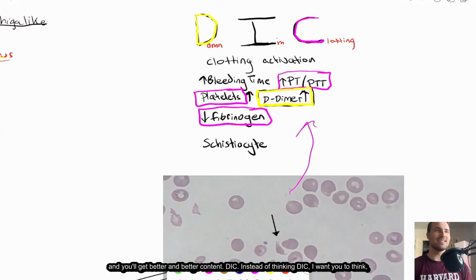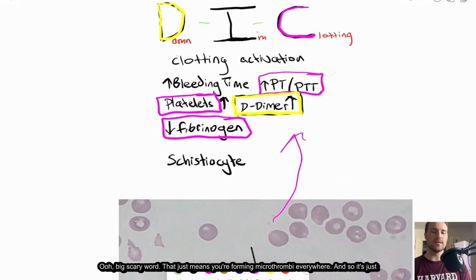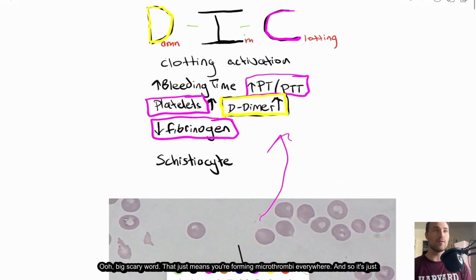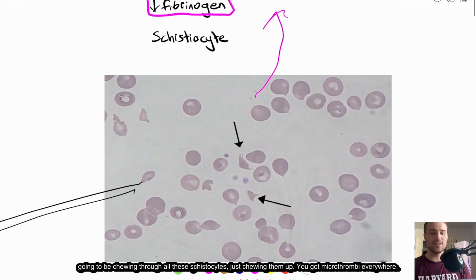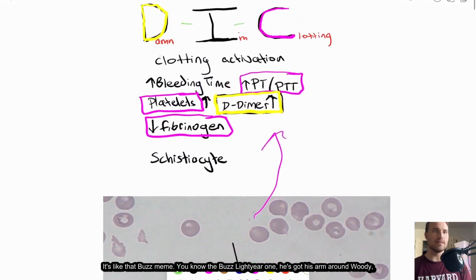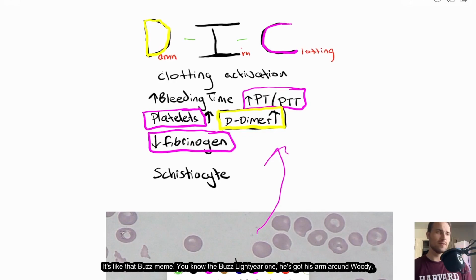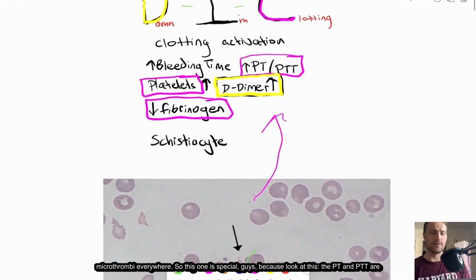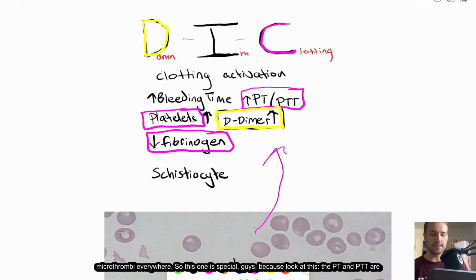Okay, last one. DIC. Instead of thinking DIC, I want you to think, damn, I'm clotting. Why? Because you have systemic triggers like sepsis or trauma or a malignancy that dumps tissue factor in the blood. And you get consumptive coagulopathy. Ooh, big scary word. That just means you're forming microthrombi everywhere. And so it's just going to be chewing through all these schistocytes, just chewing them up. You got microthrombi everywhere. It's like that Buzz meme, you know, the Buzz Lightyear one, when he's got his arm around Woody? Microthrombi everywhere.